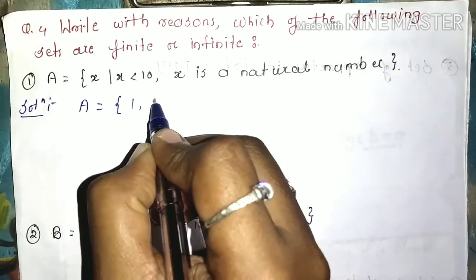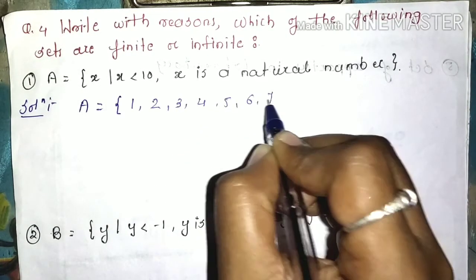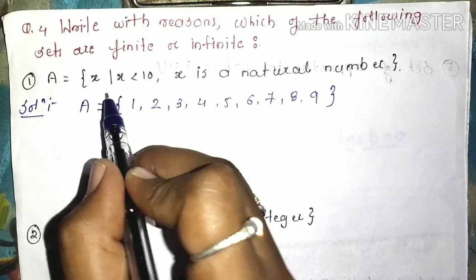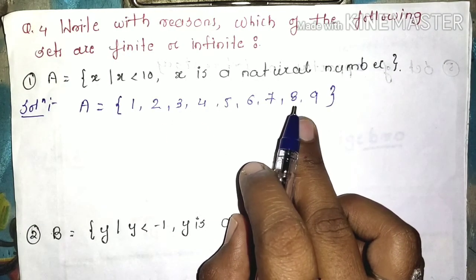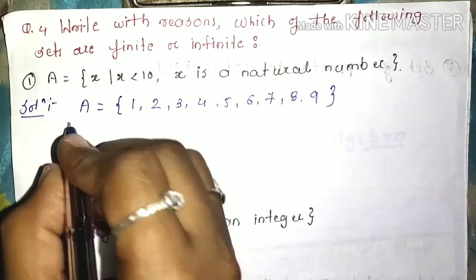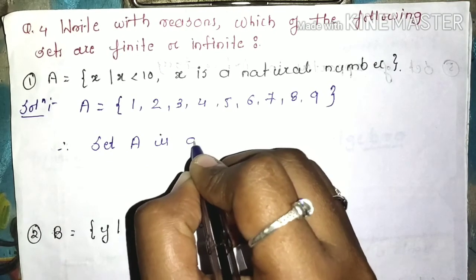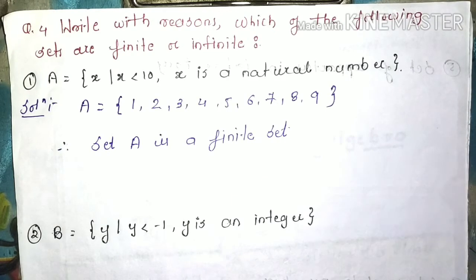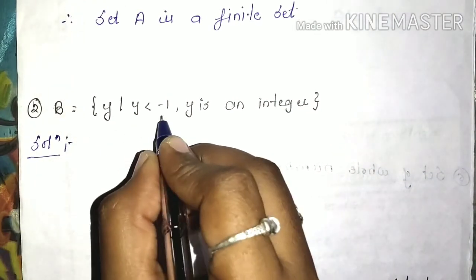So what are those? 1, 2, 3, 4, 5, 6, 7, 8, 9. Why up to 9? Because less than 10, okay, and natural. So these all numbers will come. That means the elements of the set we can count, countable, right? So hence set A is a finite set.